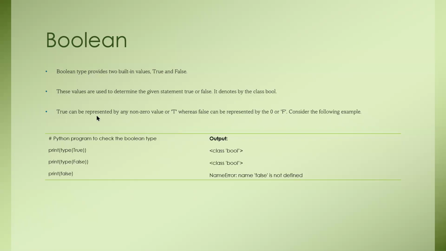Correct. So true can be represented by any non-zero value, and false can be represented by 0. So for decision making and for validity check, we'll be using the Boolean variables. Got it? So like this, we have a lot of things in our variables itself when it comes to Python.